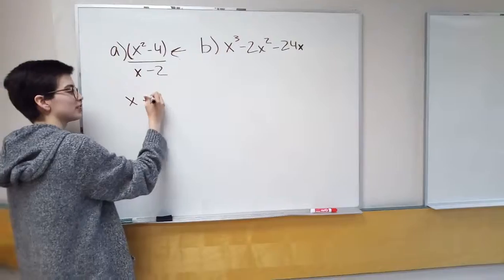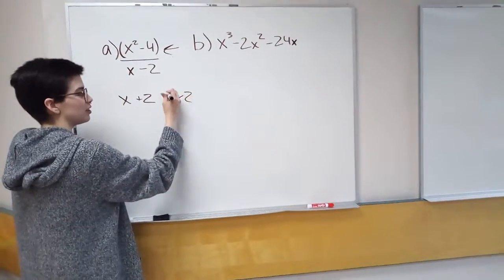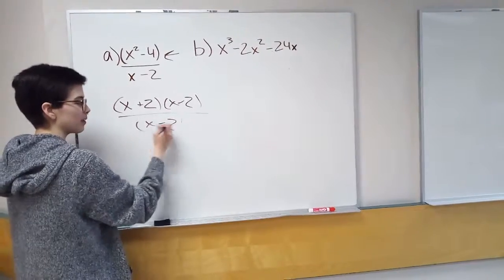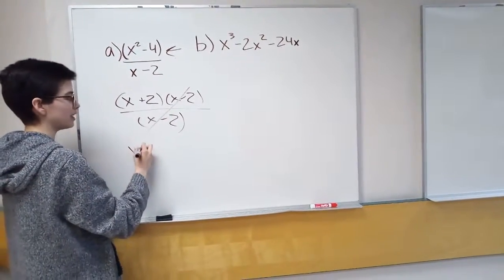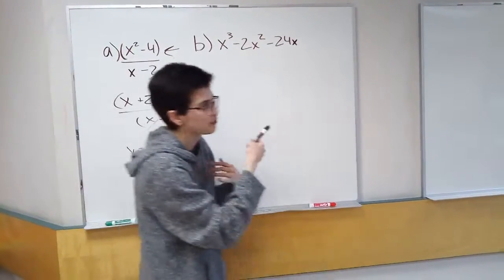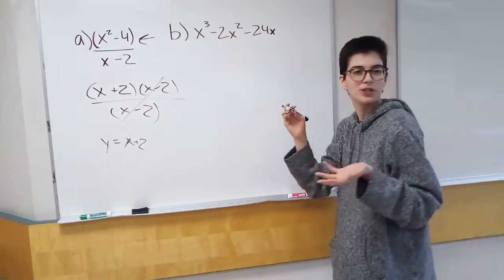So you get x plus 2 and x minus 2 in the numerator. And this ends up canceling out with the x minus 2 in the denominator. So we can just cross that out and y equals x plus 2. This one should also be fairly simple, which I really don't know what you did in that one.